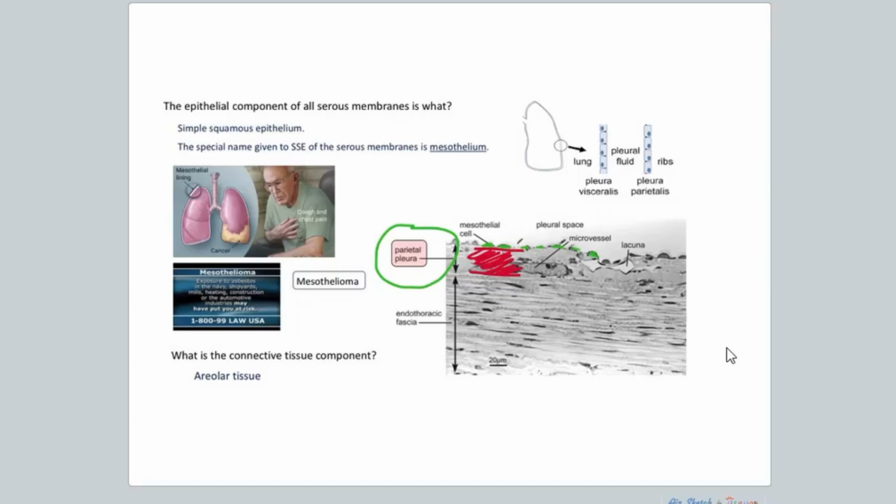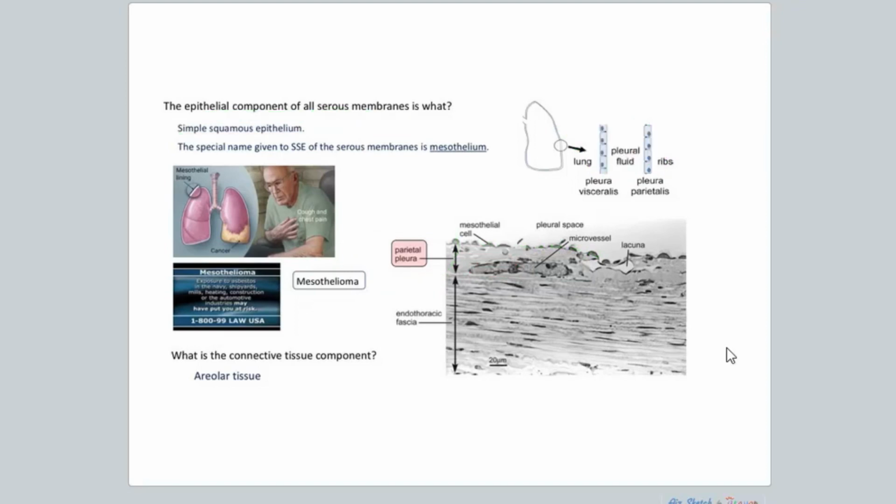Now, what type of epithelium does that look like? It's not column-shaped, it's not cube-shaped, it's squamous-shaped. And so the epithelial component of all serous membranes is simple squamous epithelium, and that's what this is representing here. Then you have a layer of areolar tissue underneath it, and this is where we find that serous fluid in that serous cavity.